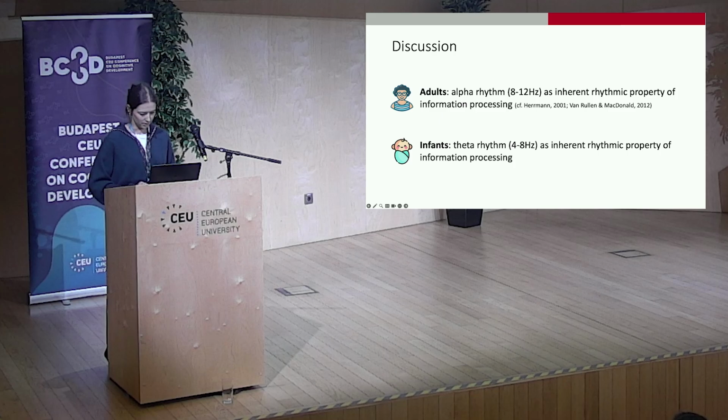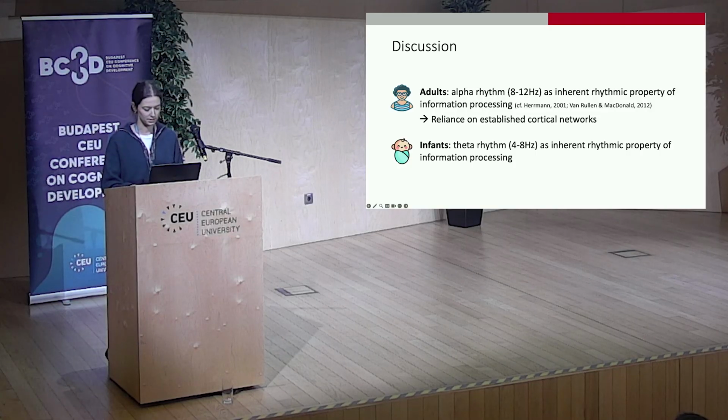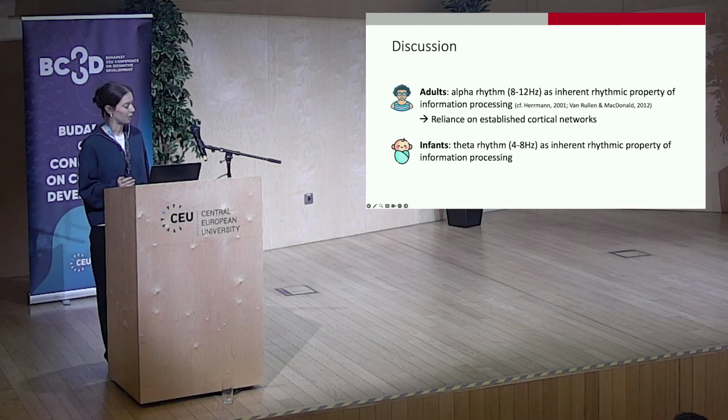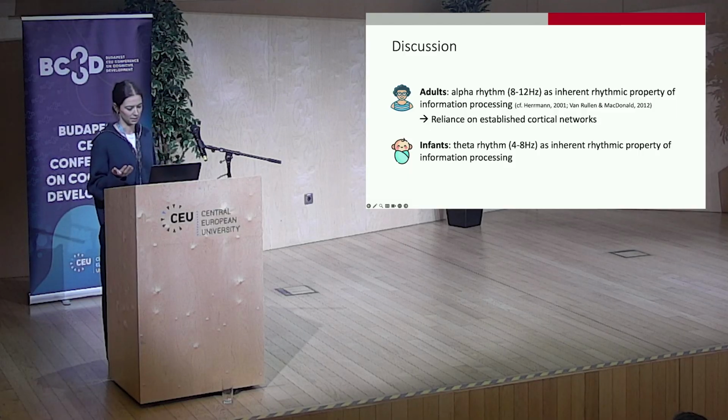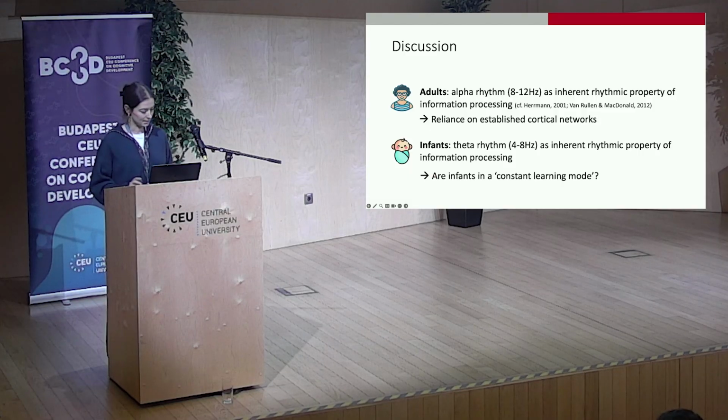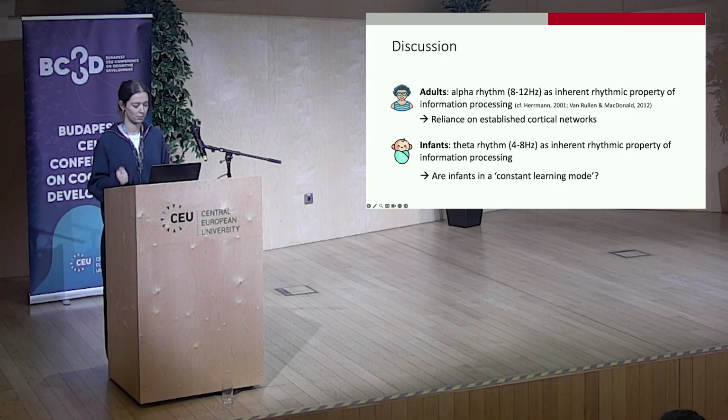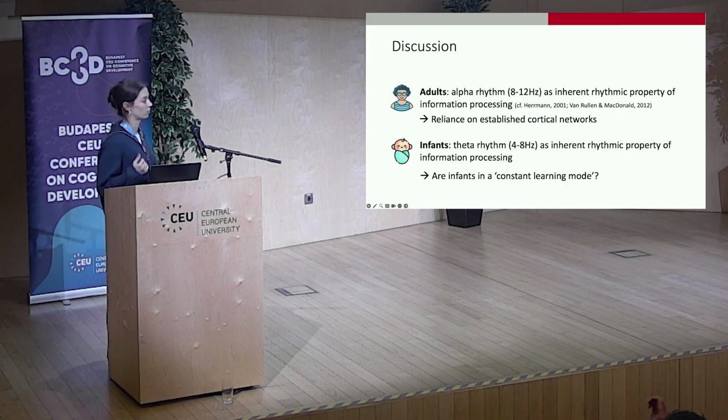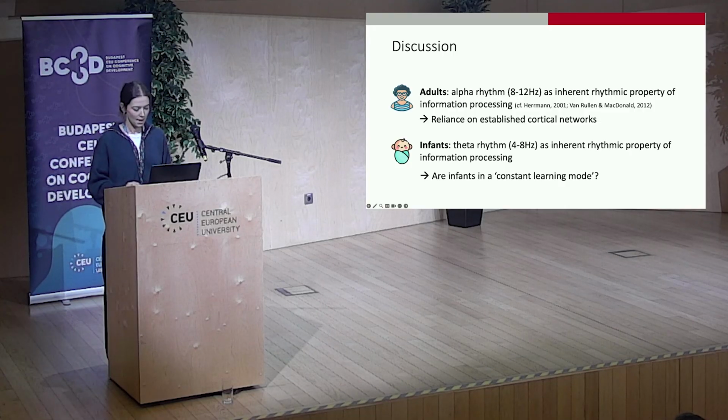So, taken together, as I said, the alpha rhythm plays a key role in information processing in adults. And this might possibly be due to their reliance on established cortical networks during information processing. Infants, however, rely on theta, which is supposedly a learning mechanism. So perhaps that is the case because infants are constantly sampling new information to set up the established cortical networks that we see in adults.